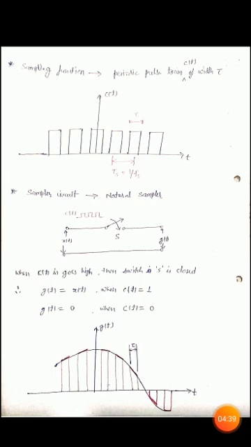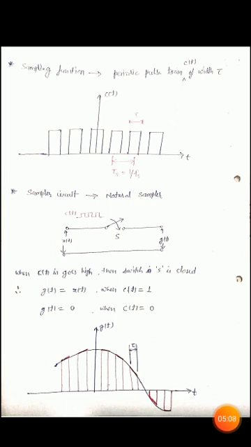And then after the sampling function we define the sampler circuit. In natural sampling we use a natural sampler as the sampler circuit. This is the diagram of the natural sampler. At the input of this natural sampler we apply the input signal, that is x(t), and at the switch position we apply the periodic pulse train. The multiplication of this input signal and periodic pulse train is equal to the natural sampled signal.